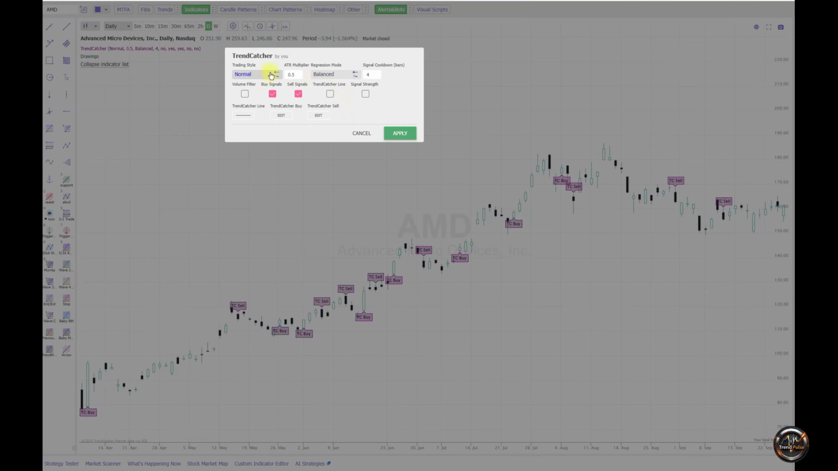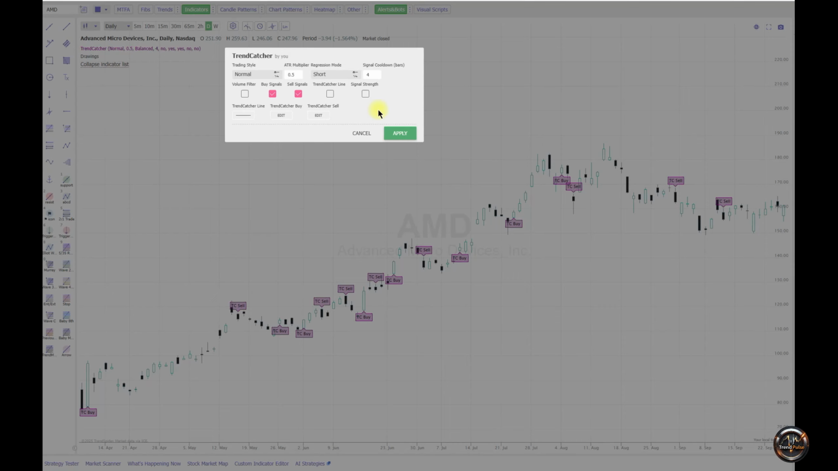So you have 3 different trading styles. You have normal, aggressive, and conservative. An ATR multiplier. This will allow you to have more or fewer signals. Regression mode. This is a unique feature. If you want to have the indicator bias long positions, then you'll select long. If you're looking for short positions, select short, and it'll optimize the indicator to try to find more buy signals or more short signals.